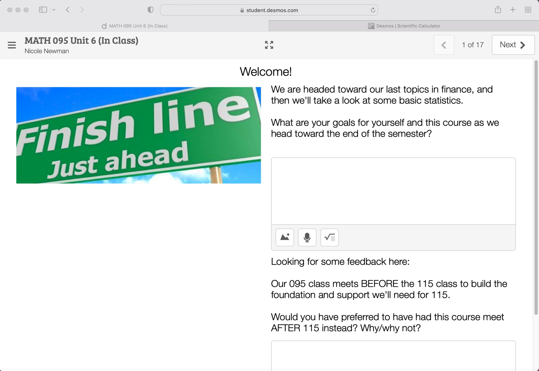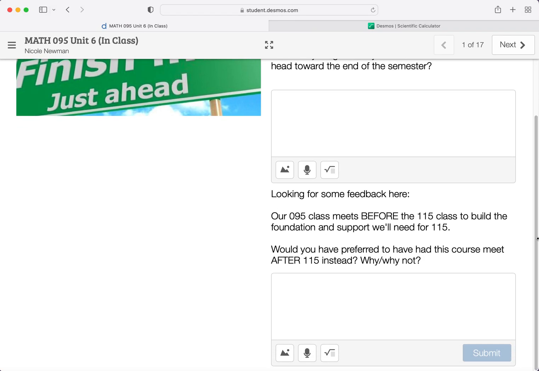Welcome math group. Let's get some foundational work done for Unit 6. In Unit 6 we will be finishing up our work with finance and then also heading toward our work with statistics. Before we get there though, I'd like you to list some goals for yourself as we head toward the end of the semester, and then a little bit of feedback about the format that we use for Math 095.